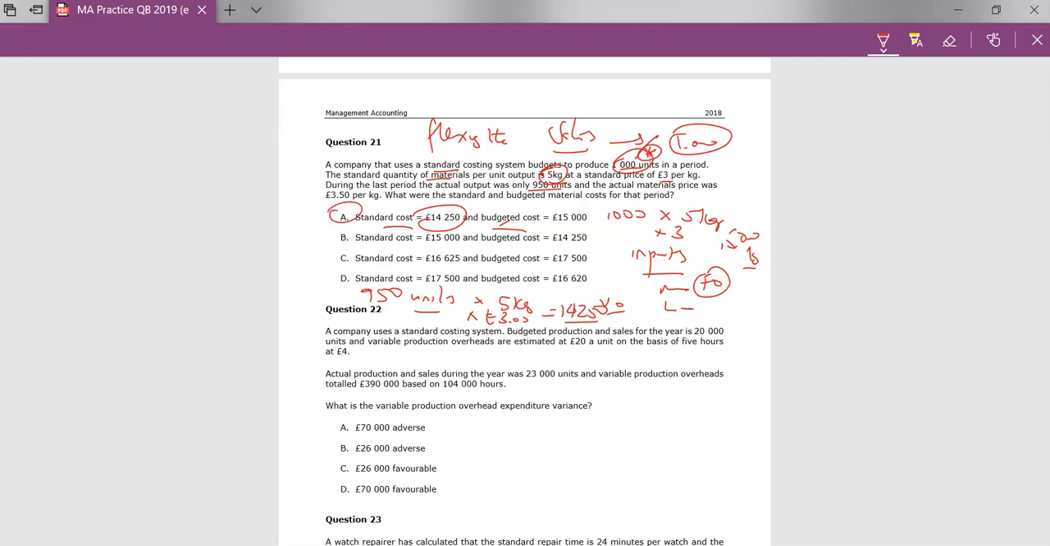Question 22. It says here that a company uses standard costing. The budgeted production and sales was 20,000 units. So once you see this sort of thing, variable production overheads, when we're talking about inputs, we're going to ignore this. We're not interested in this budget. We're interested in the actual number of units that were made. We're interested in the inputs that went into making that product.